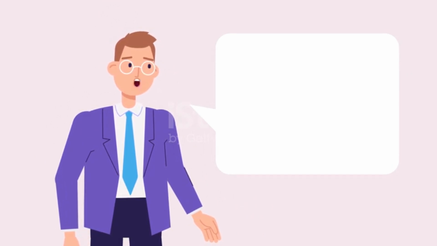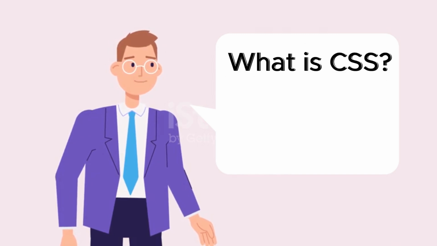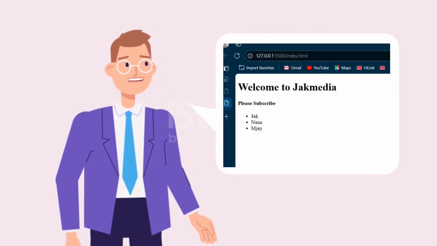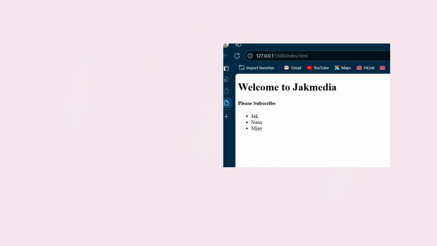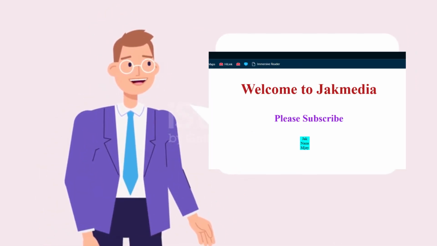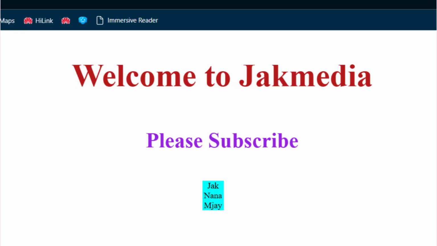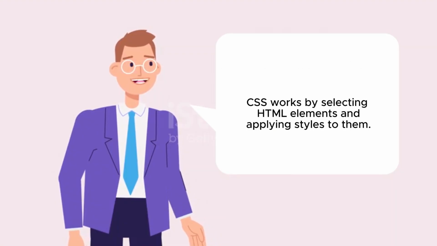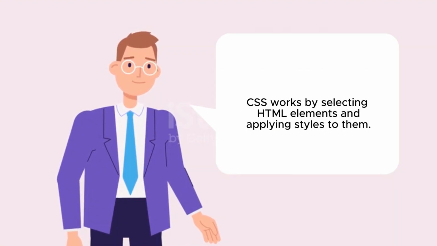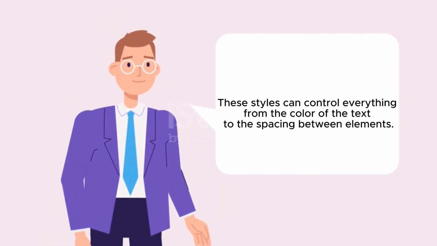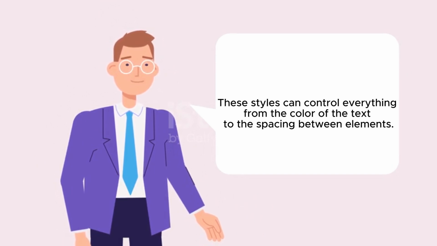Let's get started. What is CSS? CSS is like the design part of a website. HTML provides the structure or content, while CSS adds style. For example, if HTML creates a plain, black and white web page with just text and images, CSS is what makes it colorful, aligned, and visually appealing. CSS works by selecting HTML elements and applying styles to them. These styles can control everything from the color of the text to the spacing between elements.